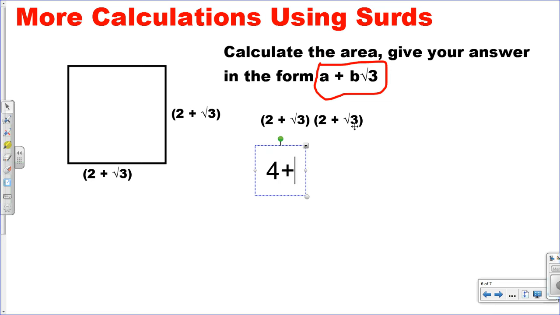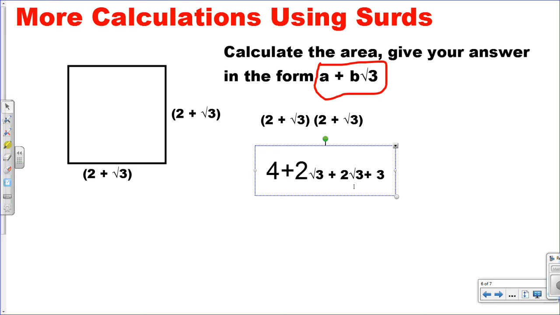2 times root 3 would give us 2 root 3, plus 2 root 3 again, plus square root of 3 times square root of 3, which is the same as square root of 3 squared. So all we need to do is take the square root symbol out. That's exactly what we just covered before on the previous slide.